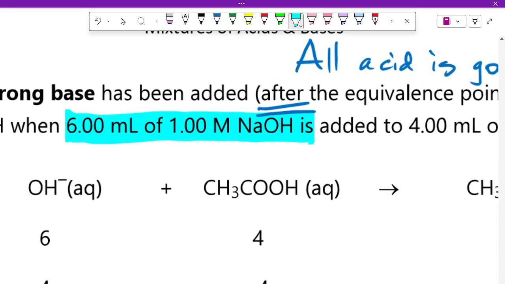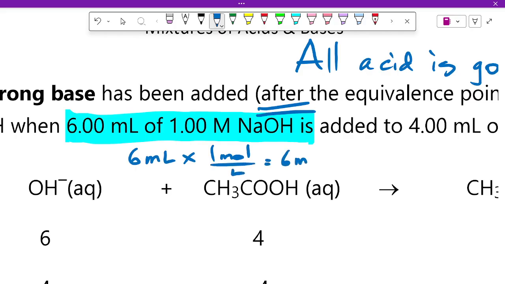So we have 6 milliliters times 1 mole per liter is 6 millimoles of NaOH, or we can just say that's 6 millimoles of OH minus because they are 1 to 1.